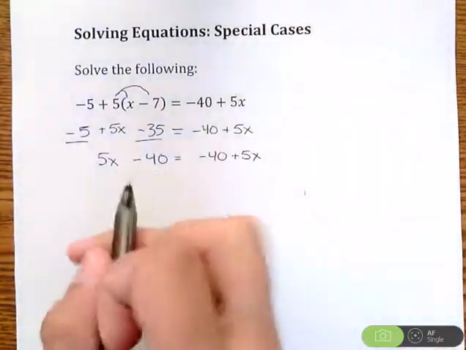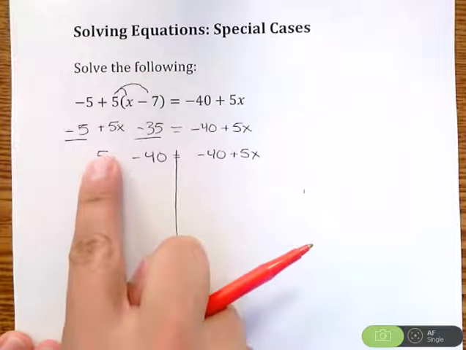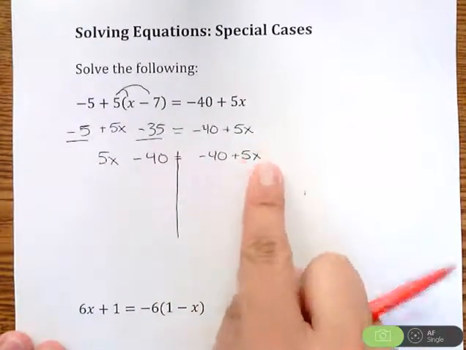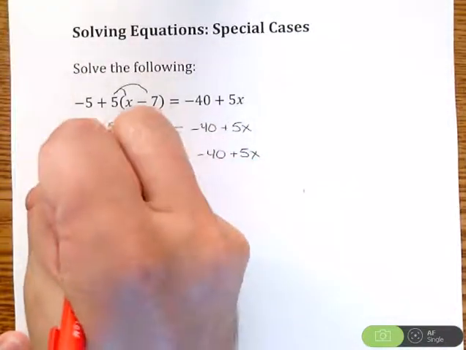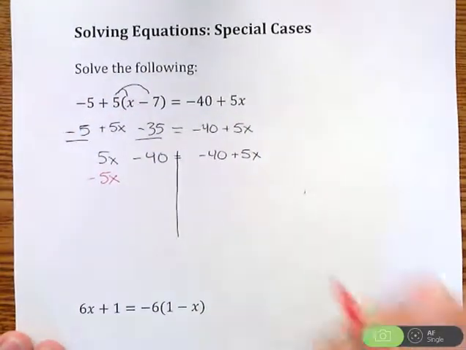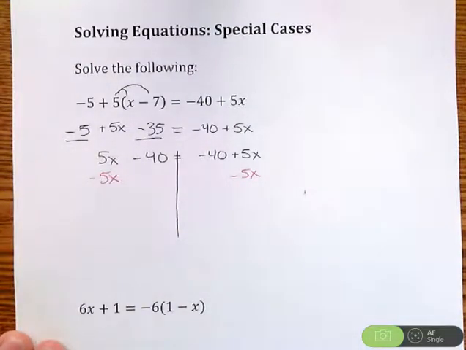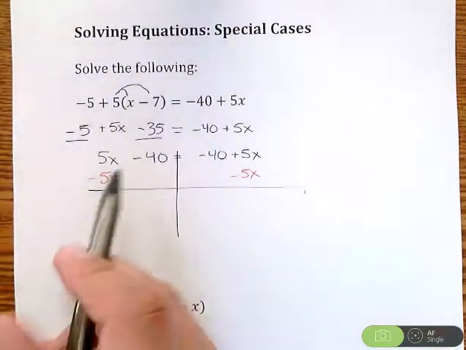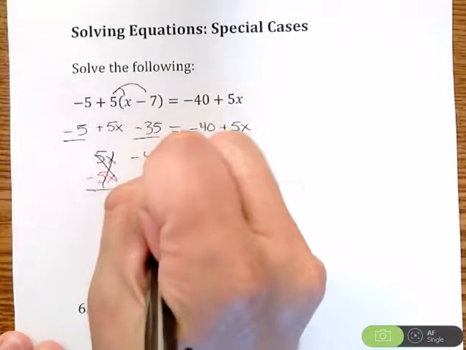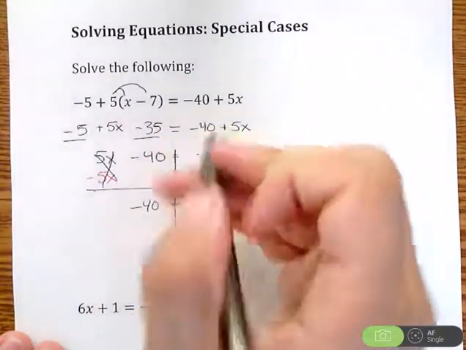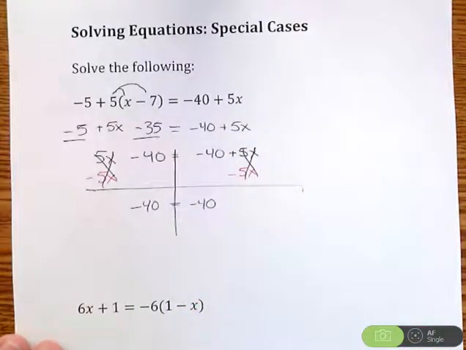Now that I'm ready to solve, I see I have x's on both sides of the equal sign, so we would like to get those together. I'm going to take this 5x and move it to the right, so the opposite of 5x is -5x. Do it to one side, got to do it to the other. On the left side, 5x minus 5x is 0, so I have -40. On the right side, I have that -40, and 5x minus 5x is also 0.